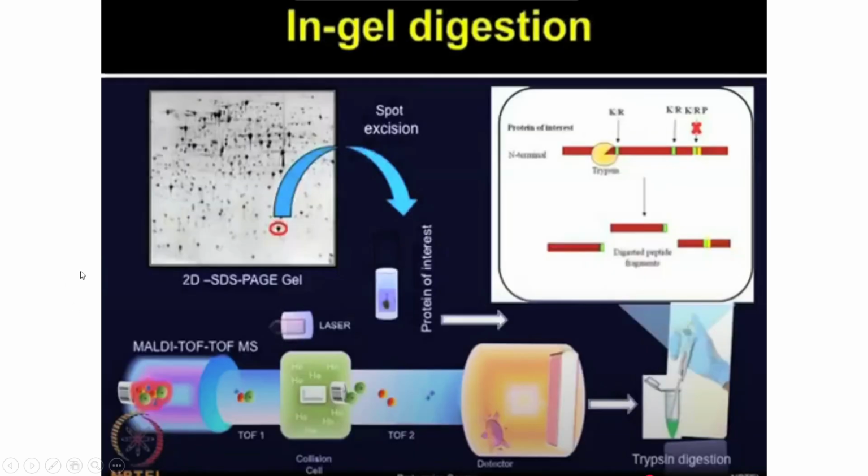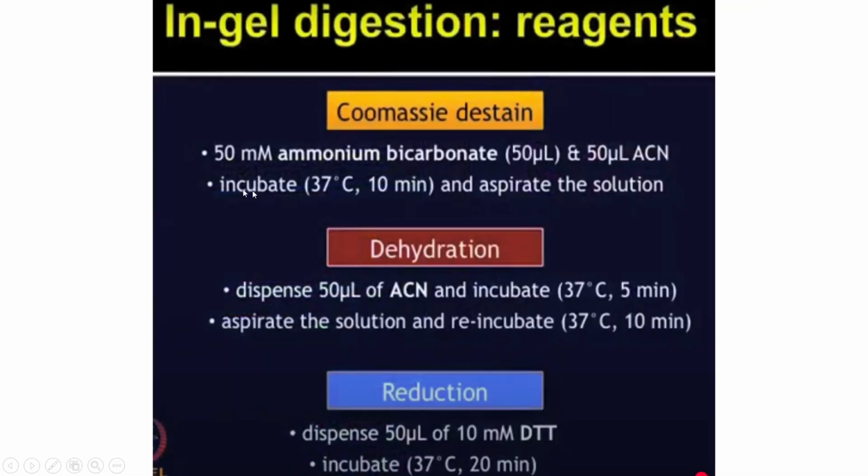So what exact steps you need to follow for this digestion, in detail we'll discuss. As you know, that specific gel has been stained, so you need to destain that first. The destaining is done using ammonium bicarbonate and acetonitrile. ACN is acetonitrile. Then you will incubate it at 37 for 10 minutes, and once you do that, the gel will become colorless, and it will dissolve also.